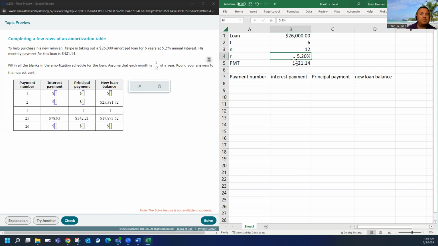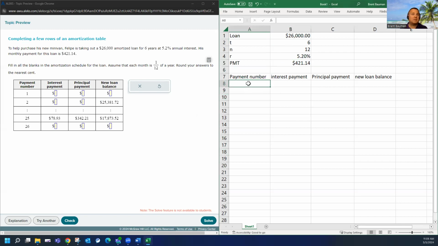Make sure your rate has a percentage on it. If you just have 5.2 or 5.20 right now, go up and include that percentage behind it. That makes a big difference as we're starting to work through these calculations. So these are the parts that we're working with. Now let's see what we're asked to calculate.